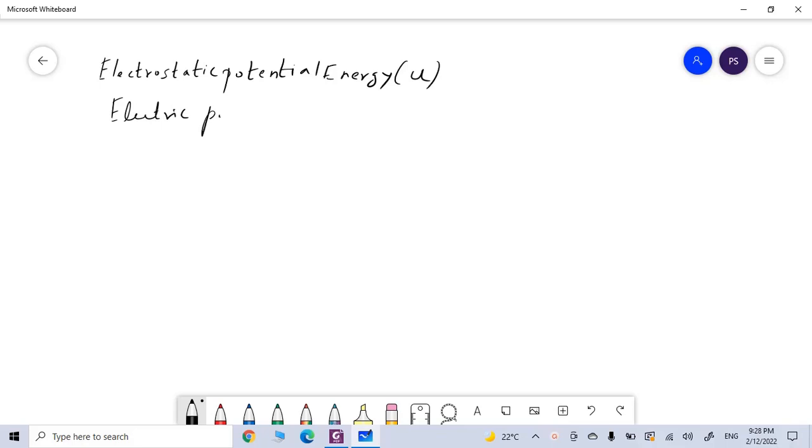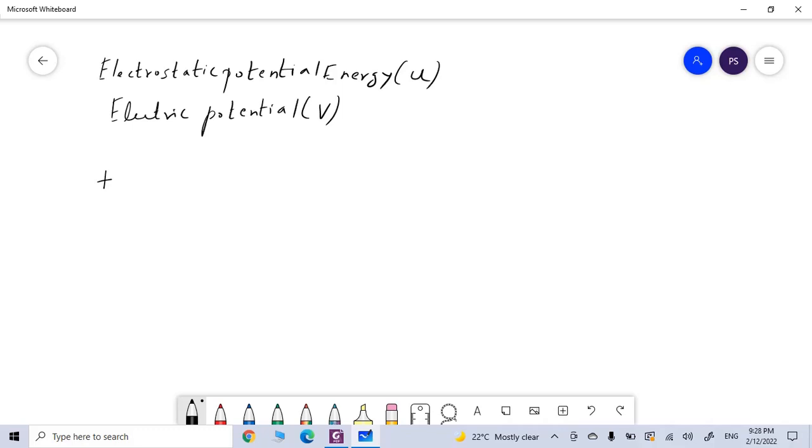Hi friends, today we are going to discuss two new concepts, one being electrostatic potential energy, which is designated as U, and then electric potential, a very important concept in the field of electrostatics, called V. So let's first try to understand what electrostatic potential energy is.